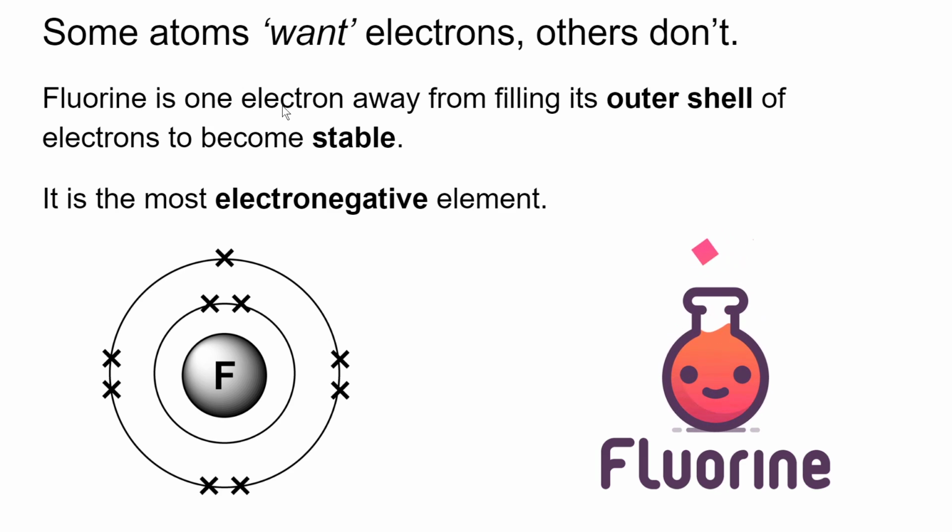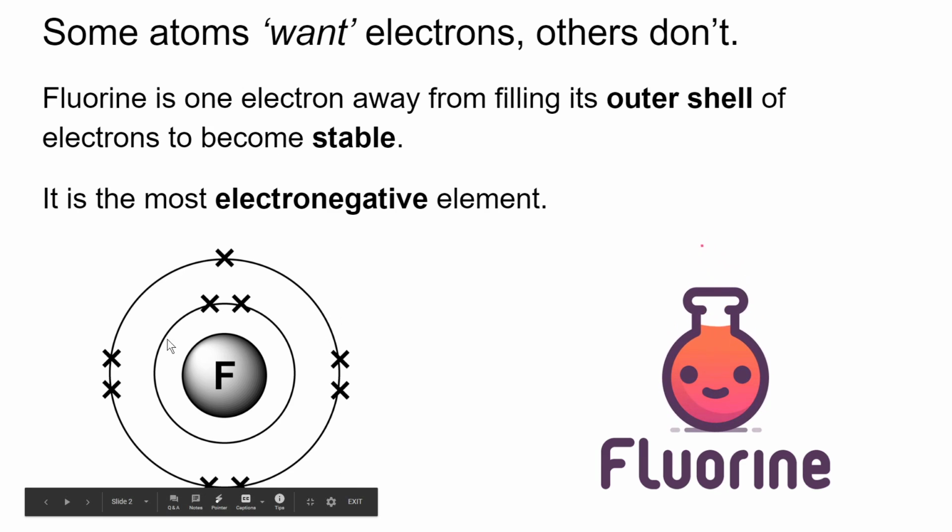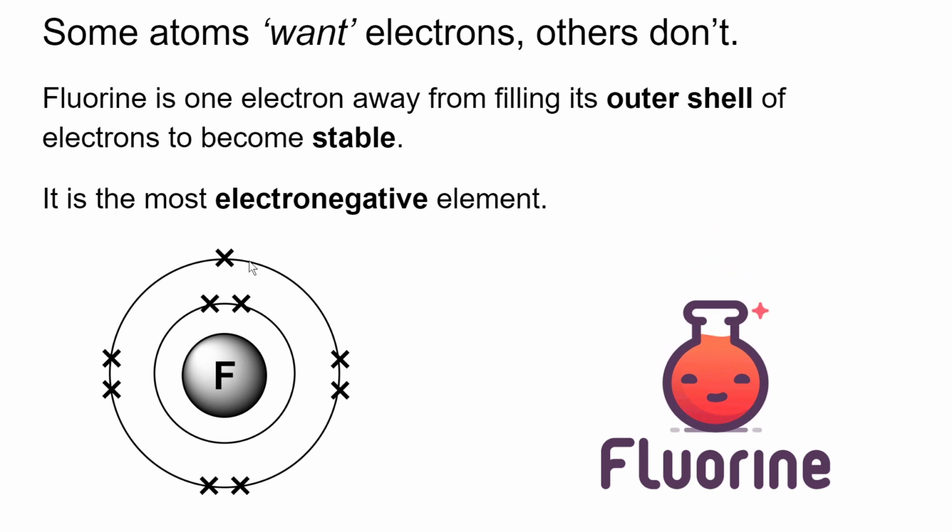So fluorine is 1 electron away from filling its outer shell of electrons to become stable. This is fluorine here. It's got 2 electrons on its inner shell and 7 on its outer valence shell. If it could just get 1 more, it would become stable. So it really wants that extra electron, or it becomes stable when it gets that extra electron. So it's the most electronegative element. Okay?